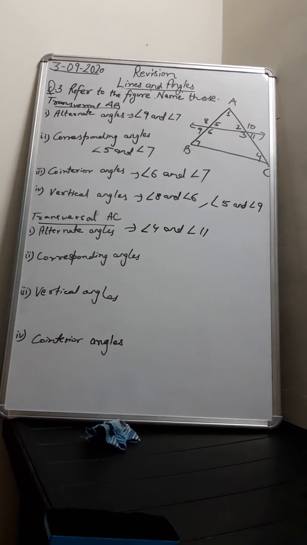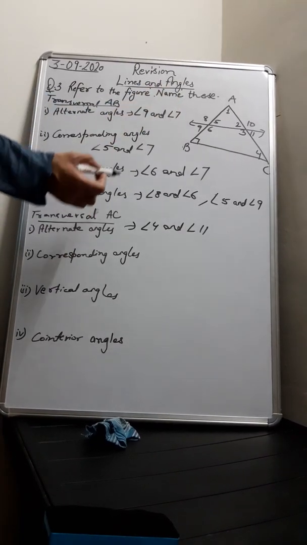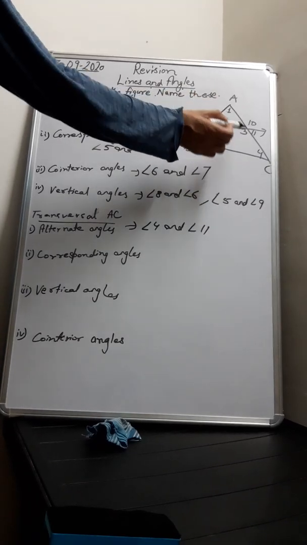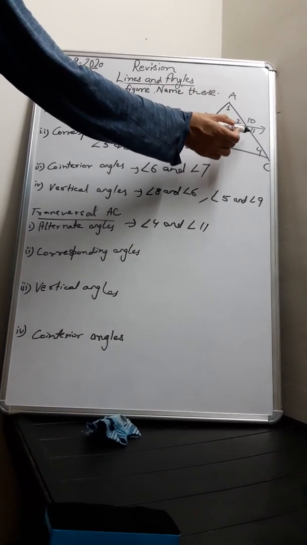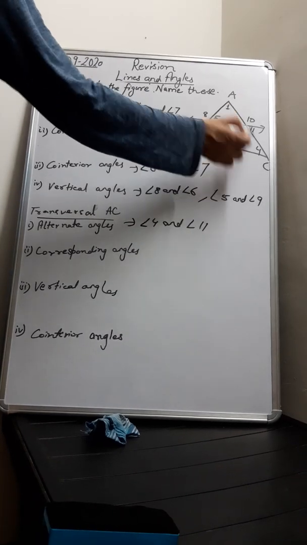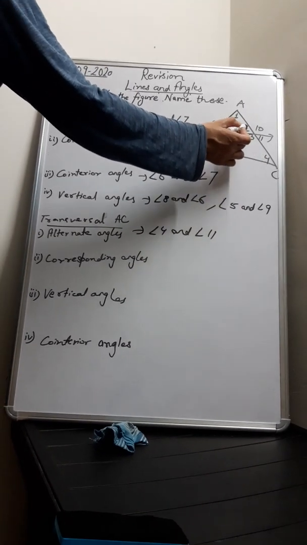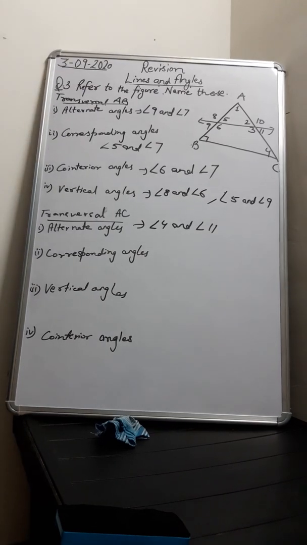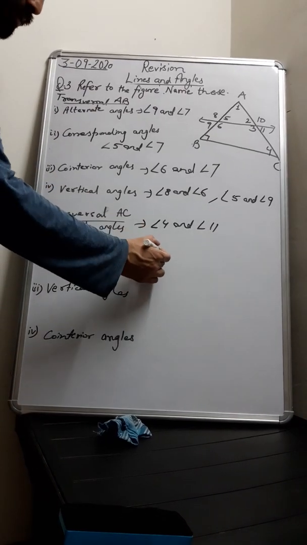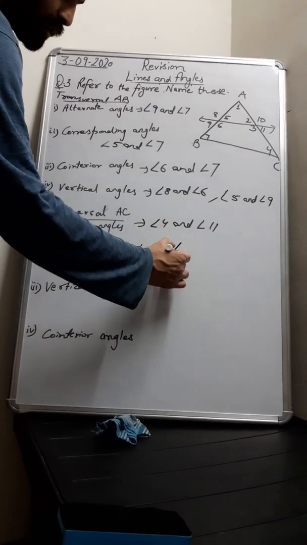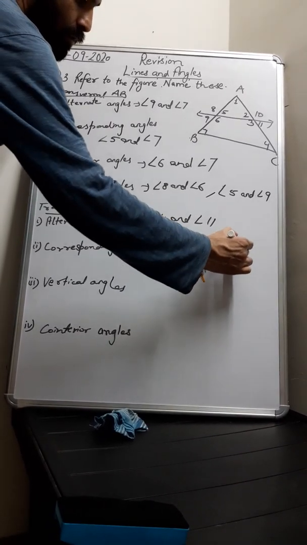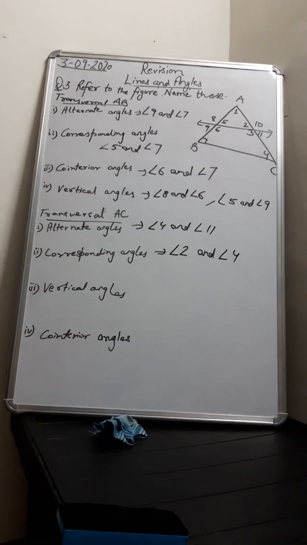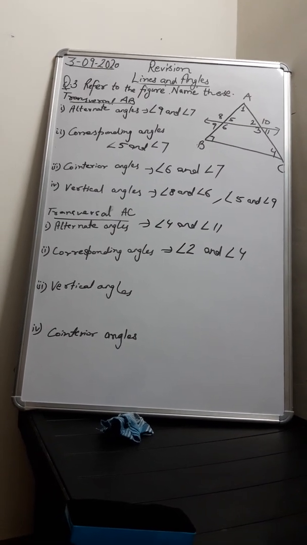Next is corresponding angles. Corresponding angles are those angles which are lying on the same side of a transversal, either above a line. So here you can see that these are parallel lines, and this is a transversal. Angle 2 and angle 4 are lying on the same side of a transversal. So angle 2 and angle 4 are corresponding angles.